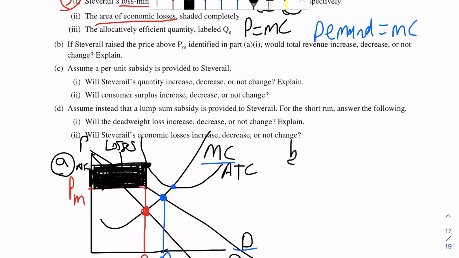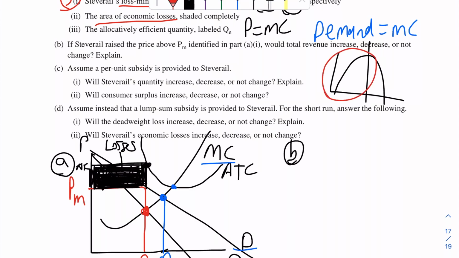Part B. If Steve Rail raised price above PM, would total revenue increase, decrease, or not change? Well, where do monopolies always operate? Monopolies always operate on the elastic part of demand. So what does that mean? Well, if they're on the elastic side, and they try to raise price, what has to happen to quantity? Well, quantity has to go down. And if quantity is going down on the elastic side, total revenue is going down.